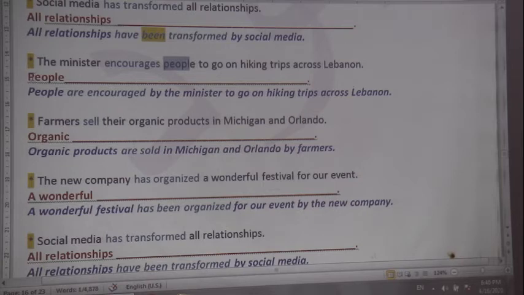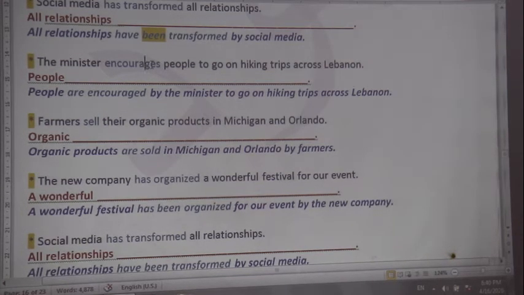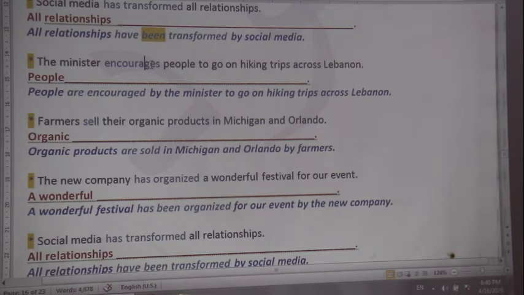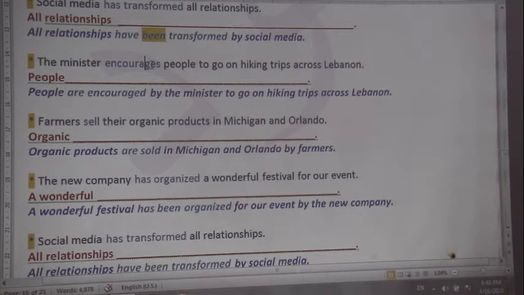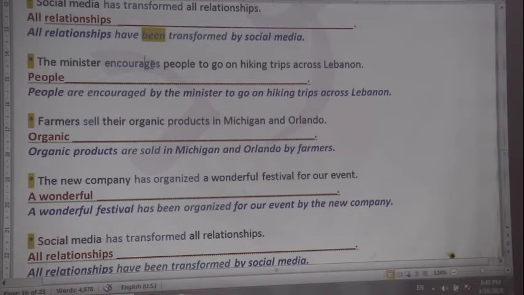Start your sentence in the passive with people, and after that, think about the verb in the introductory sentence in the active. It's encourages in the present simple. So we need a finite form of verb to be in the present simple. Again, dear students, it's very simple, very easy. We need to know the verb tense in the introductory sentence, okay? And here, the minister encourages. It's the present simple, so we need verb to be in the present simple.